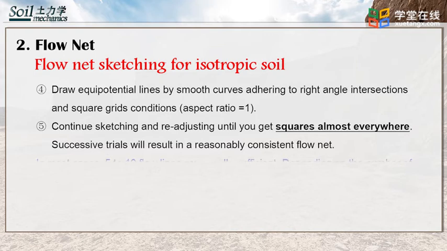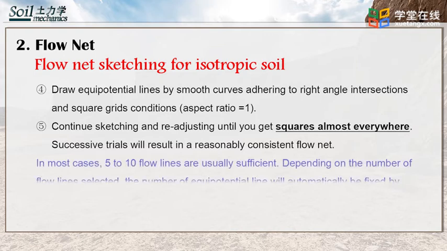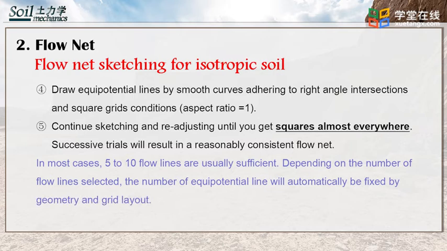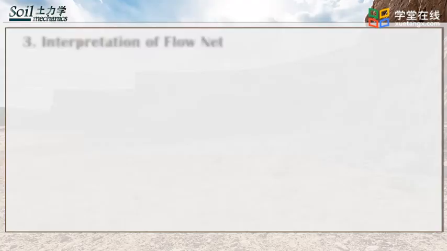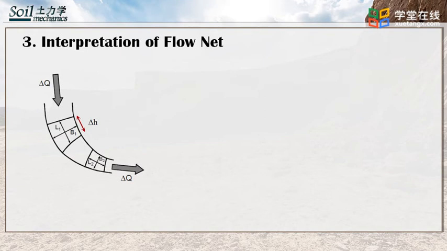In most cases, 5 to 10 flow lines are usually sufficient. Depending on the number of flow lines selected, the number of equipotential lines will automatically be fixed by geometry and the grid layout. This is one example to show how to construct the general flow net for isotropic soil. After the flow net sketching, we need to use it to solve seepage problems in soil mechanics. Now, let's look at the flow channel in a flow net.